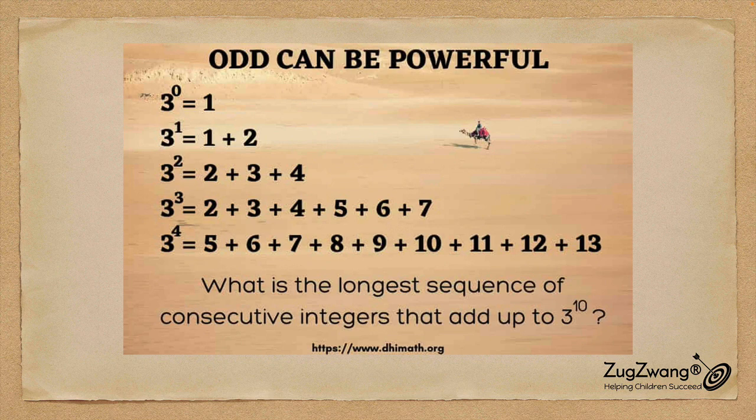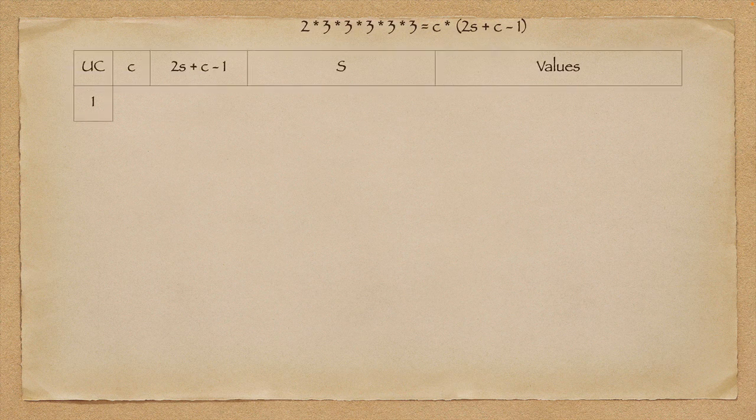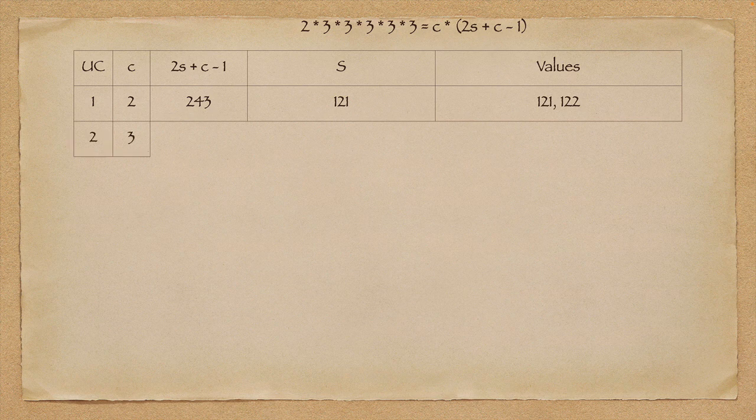And we now are going to be looking at 3 to the power 5. So let's get started with the same thing. So I have the exact same values. So I can start with c being 2, which means the other factor has to be 243. Solving this gives me s is equal to 121. And as you can imagine, I have a count of two numbers, 121 plus 122 has to be 243.